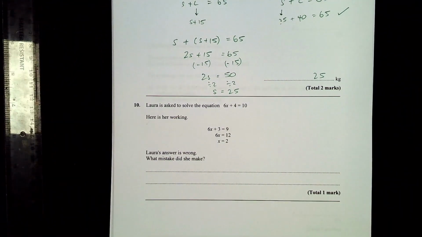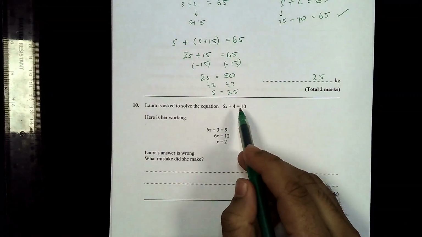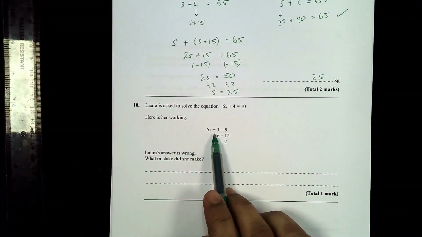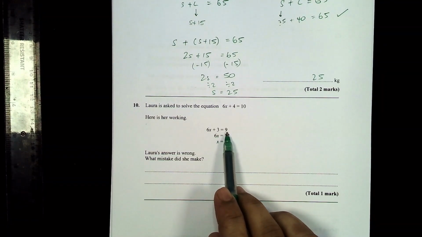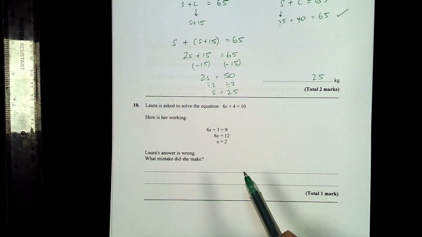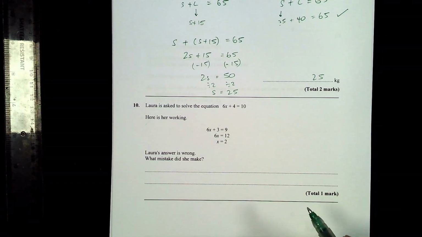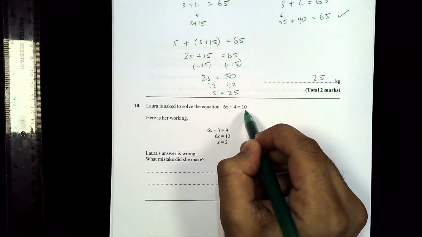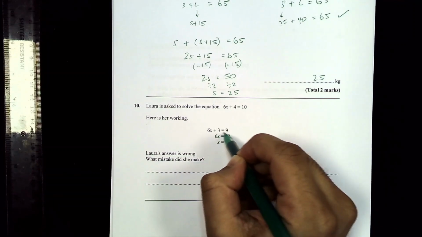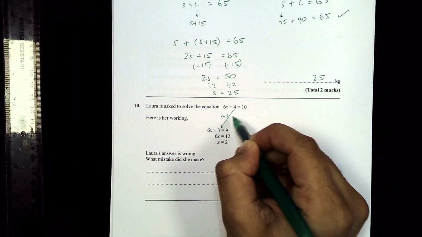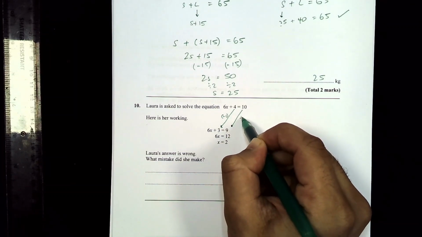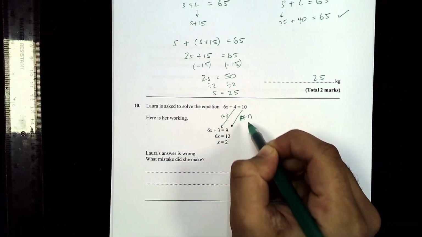Question 10. Laura is asked to solve this equation. 6x plus 4 equals 10. Here's her working out. For some reason, don't ask me, for some reason she's written 6x plus 3 equals 9. Now, some of you are going to look at that and say, oh, she's gone wrong straight away. Well, actually, she hasn't. As long as she's done the same thing to both sides, she's okay. And all she's done here, to get from here to here, is she's taken away 1. And to get from here to here, she's also taken away 1. So she hasn't done anything wrong yet.